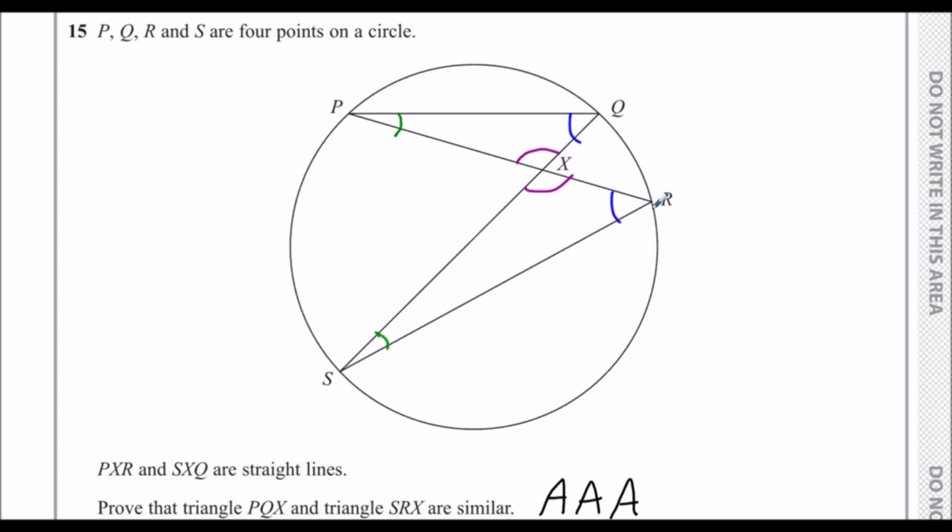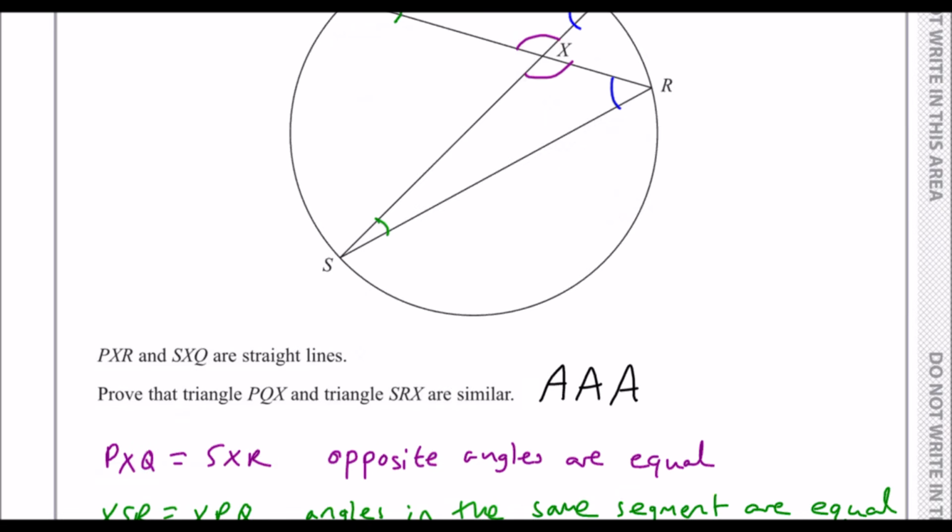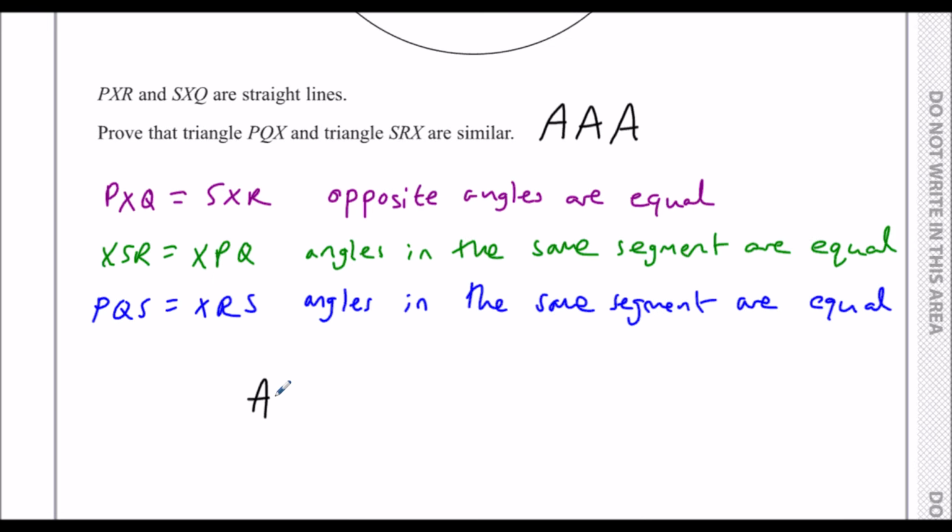So we have all three angles are equal. They've all got a green one, a blue one, and a purple one. So we've got angle, angle, angle, therefore similar.